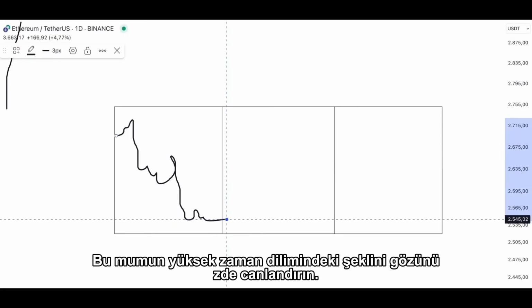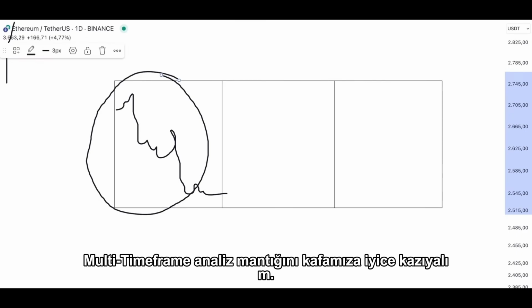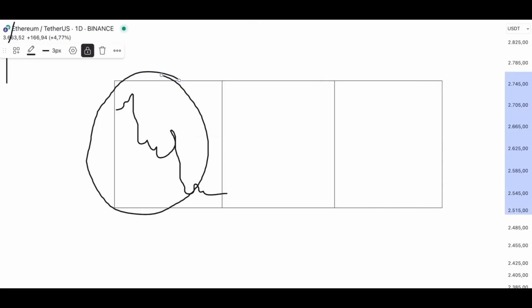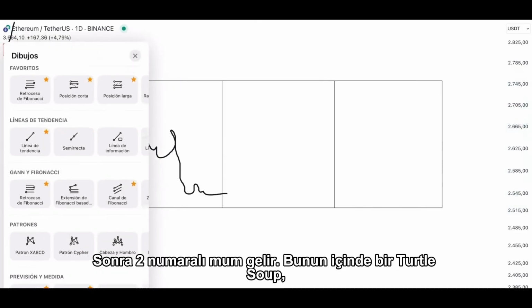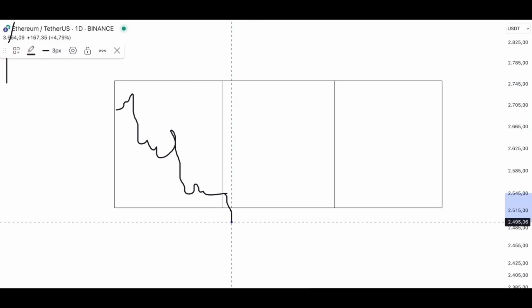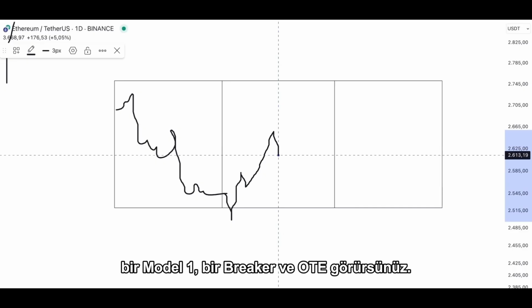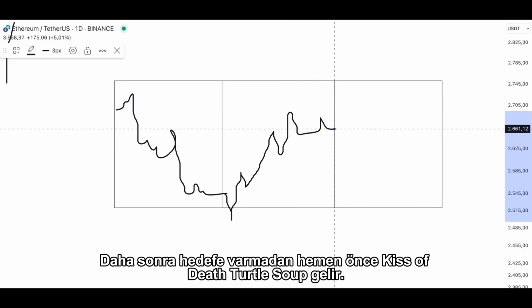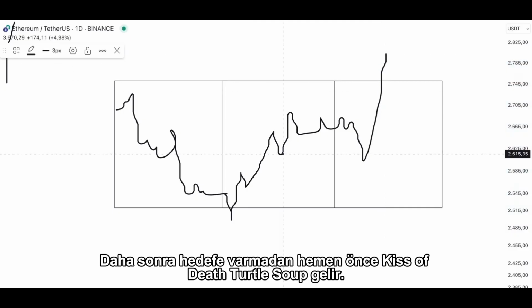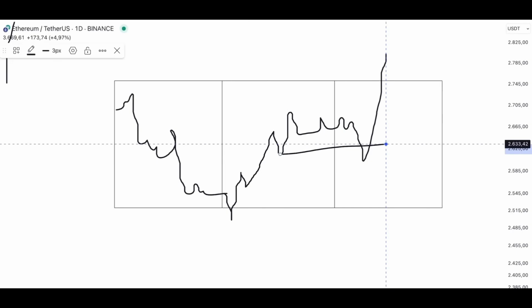And imagine the shape of this candle on the higher time frame, right? Let's drill the idea of multi-time frame analysis. And then you have candle number 2, which will have a turtle soup, a model number 1, a breaker, and an OTE, and later we'll have a kiss of death turtle soup, which is the last turtle soup before a target is met, whether it's CRT target or otherwise, right?